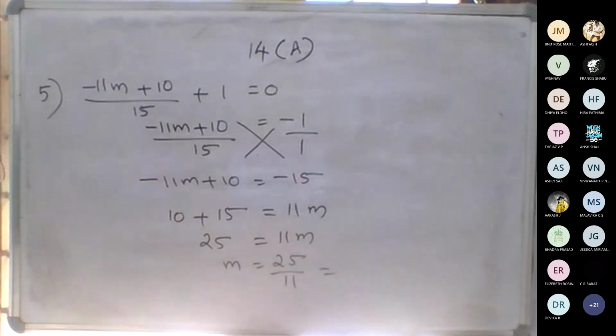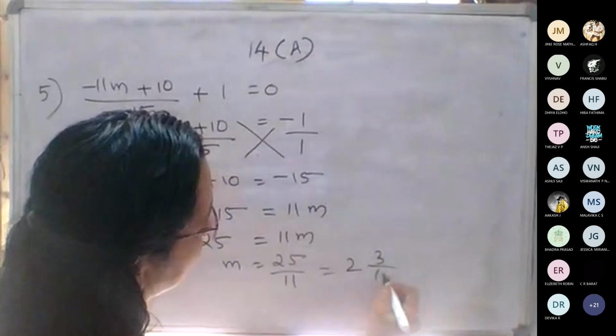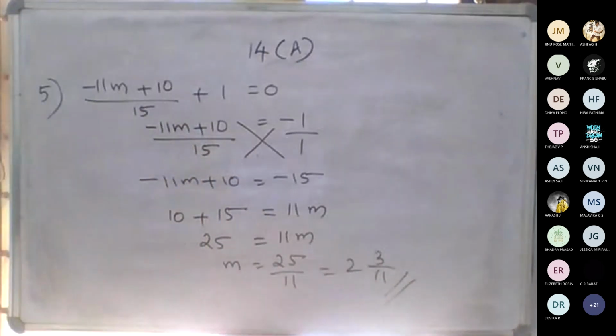Convert that into a mixed fraction. What will be 25 by 11? 2, 3 by 11.